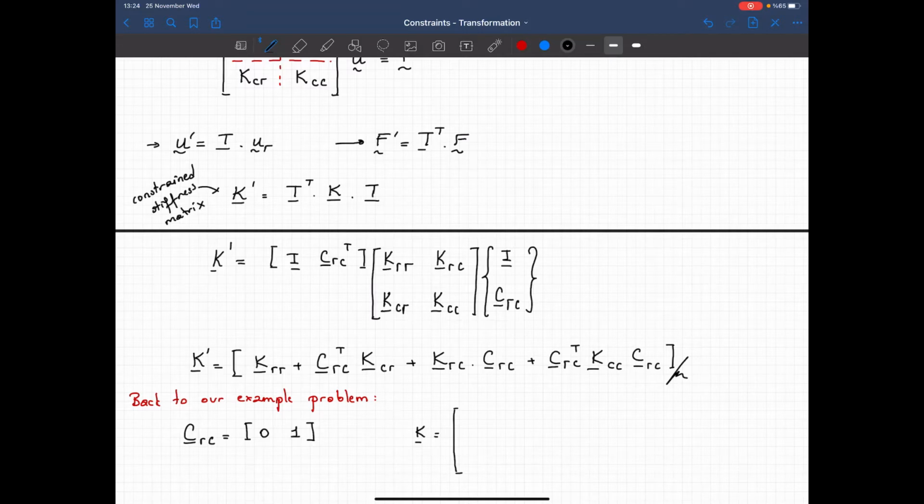I got 2K minus K, 0, minus K, 2K, minus K, 0, minus K, and K. Okay? So I'm partitioning this matrix. That's KRR, KRC, KCC, and KCR.